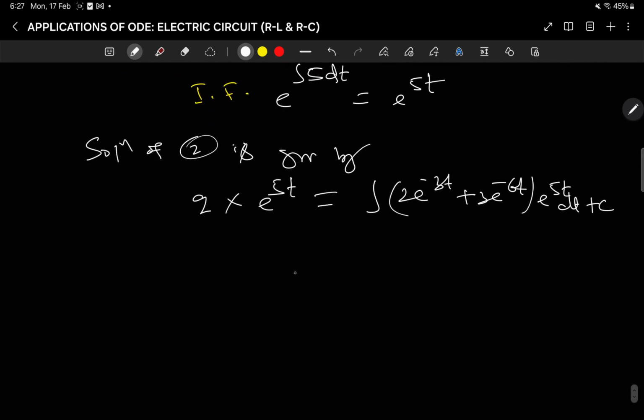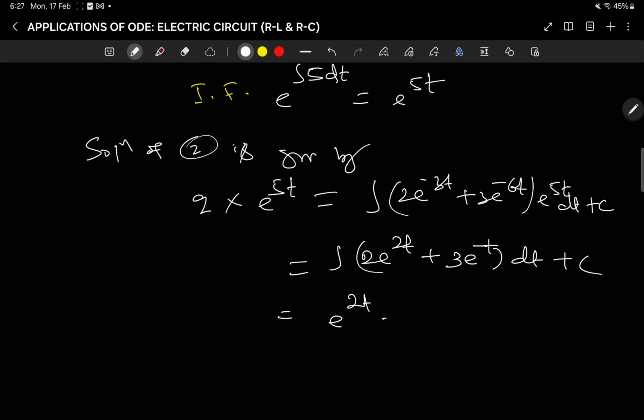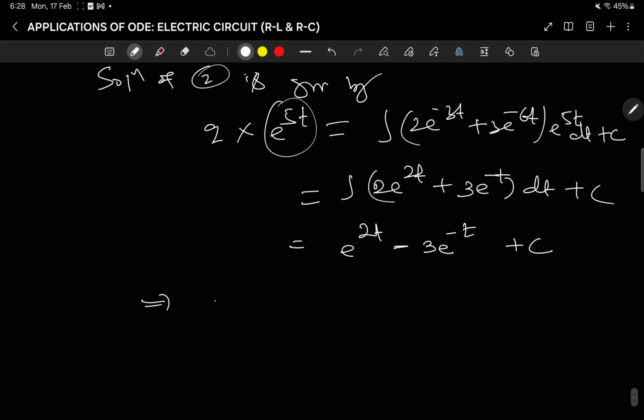If you simplify it, it gives the integral of 2e^(2t) + 3e^(-t) dt plus C. If you integrate it, it is e^(2t) minus 3e^(-t) plus C. Now bringing this to the other side, Q is equal to e^(-3t) minus 3e^(-60t) plus Ce^(-5t).